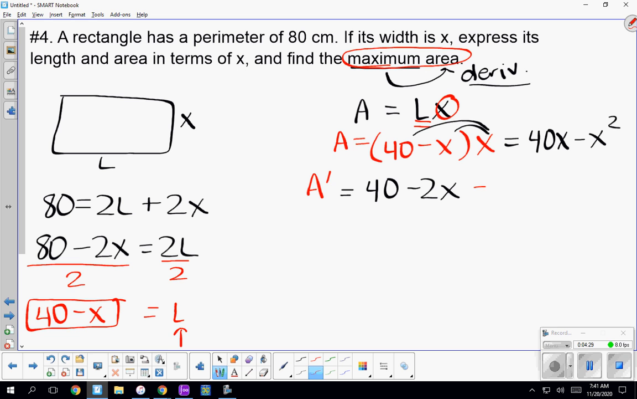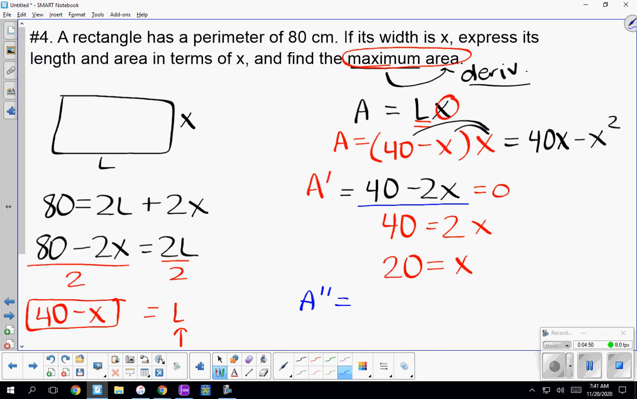Okay, so we want to set this equal to 0 to find those critical numbers. And if we simplify, we see that x equals 20. So that's a critical number. We still need to prove that it really is a maximum. You can use either the first or the second derivative test. When your first derivative is a polynomial, you probably always want to choose the second derivative test.